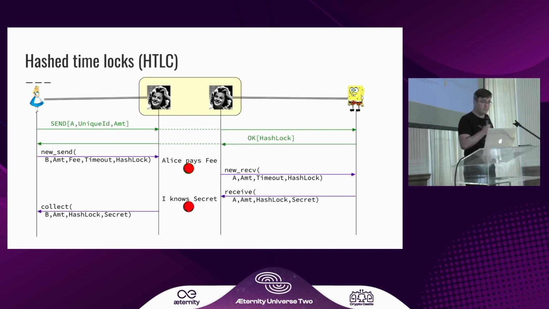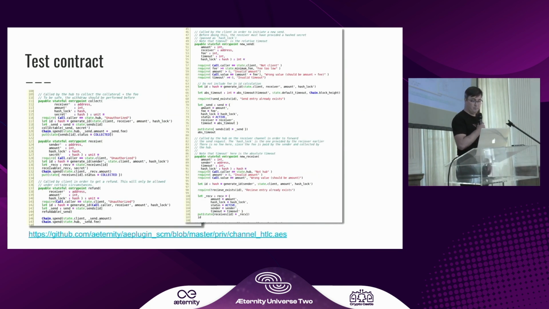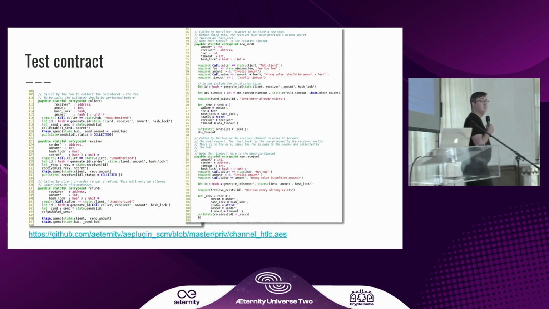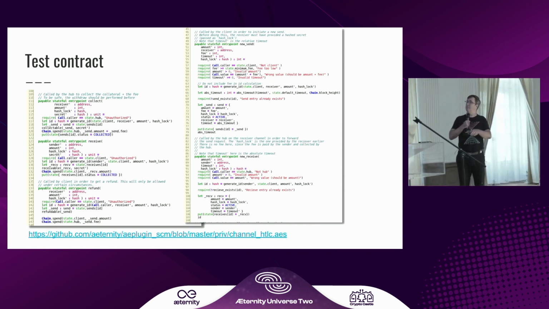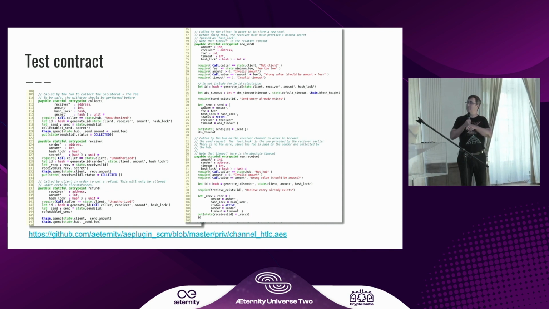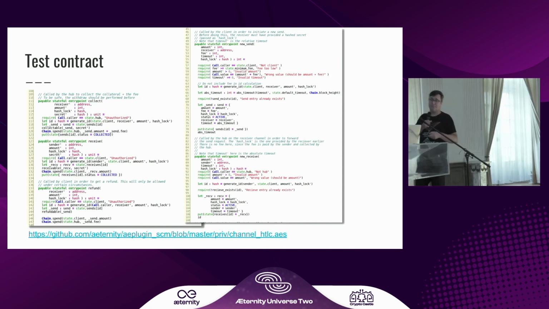Was this clear? So, the contract exists in this repo. It's called AE plugin _SCM. It's also actually in the Æternity repos. It's a test contract that we have for our test suite. And we have the entry points here, collect, receive. You can't read this anyway.